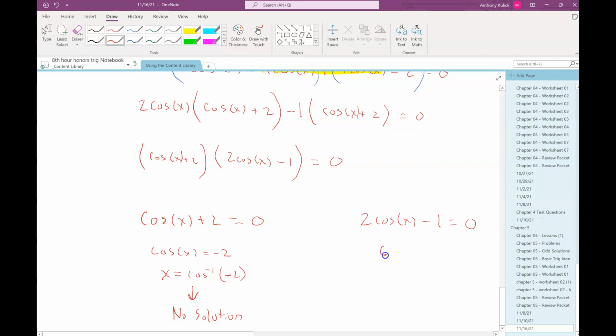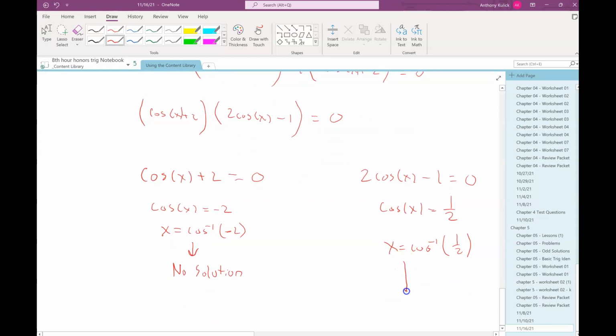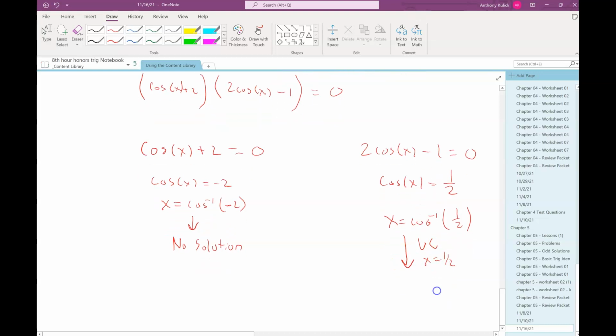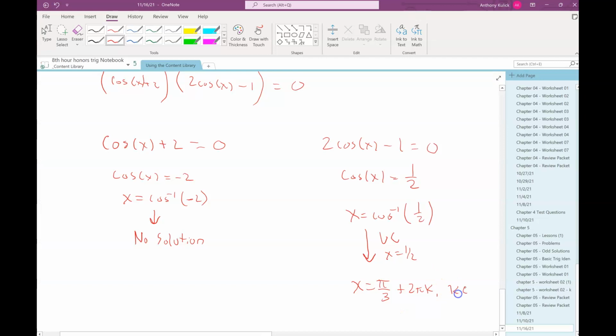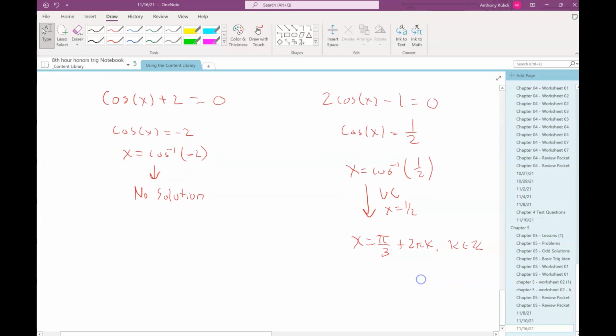So we're just dealing with the other equation then. So we'll add 1 and then divide by 2. Do the cosine inverse. Go take a look at our unit circle where x is equal to 1/2. That happens at pi over 3. And then also at 5 pi over 3.